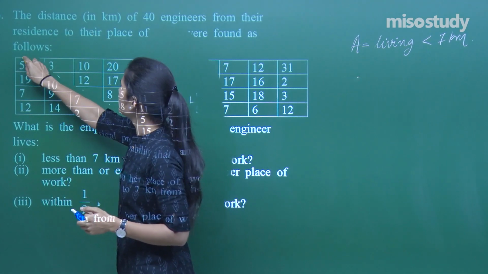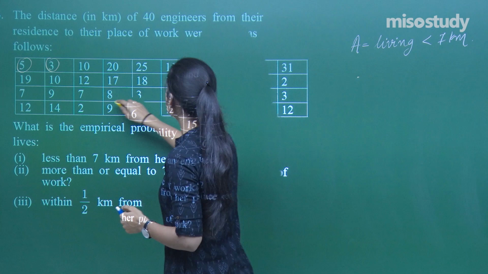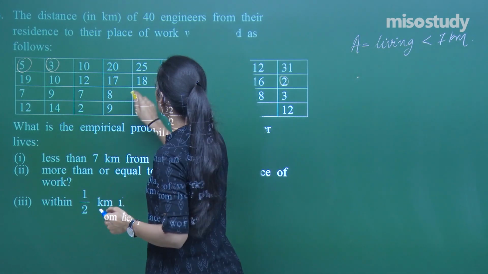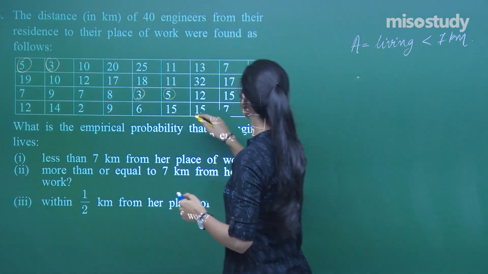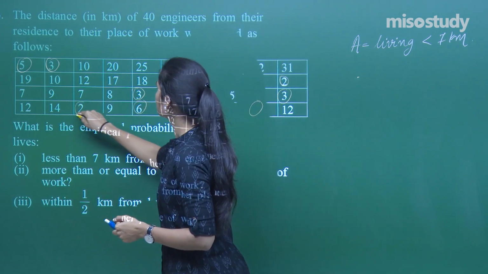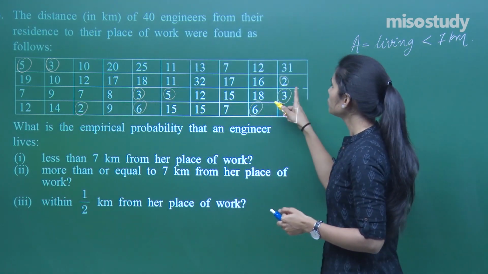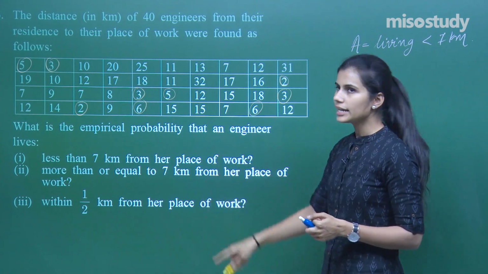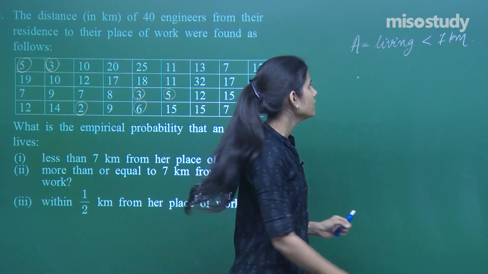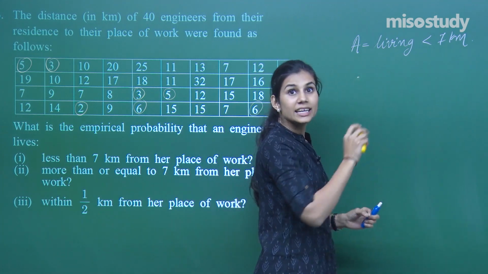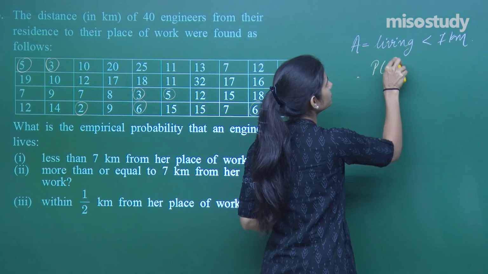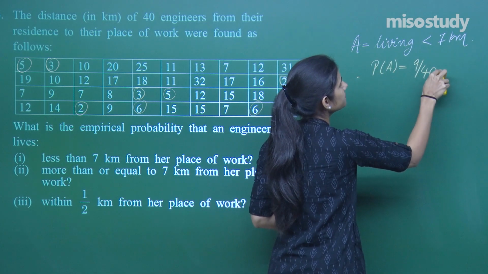Less than 7. 5 is less than 7, 3 is less than 7, then you have 2 is less than 7, then you have 3 is less than 7, 5 is less than 7, this is less than 7, this is less than 7, then this is less than 7, this is less than 7. So you have 1, 2, 3, 4, 5, 6, 7, 8, 9 out of 40 engineers, 9 engineers live less than 7 kilometers. So 9 outcomes are actually in favor of event A. So probability of A would be 9 by 40.